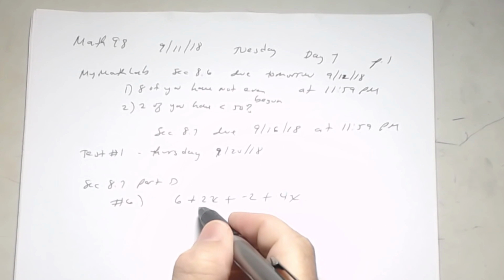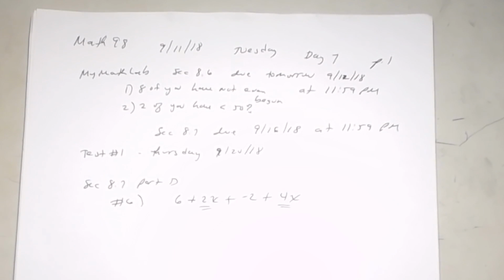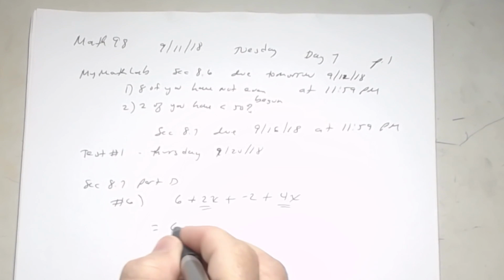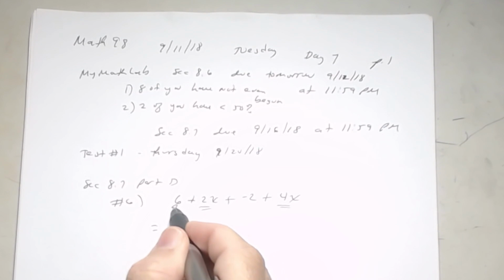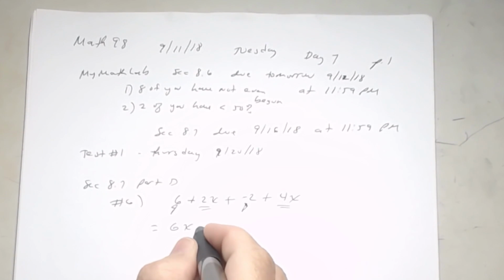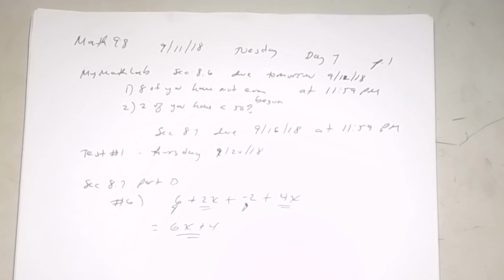So if you look at your variables, 2x and 4x, when I combine those, what do I end up with? 6x. A +6 and a -2, when I combine those, is what? +4. So there's your answer, 6x plus 4. Okay? All right, what was the other problem you had in this section?